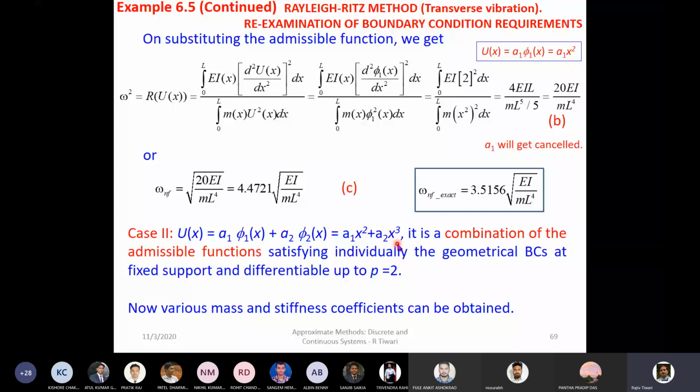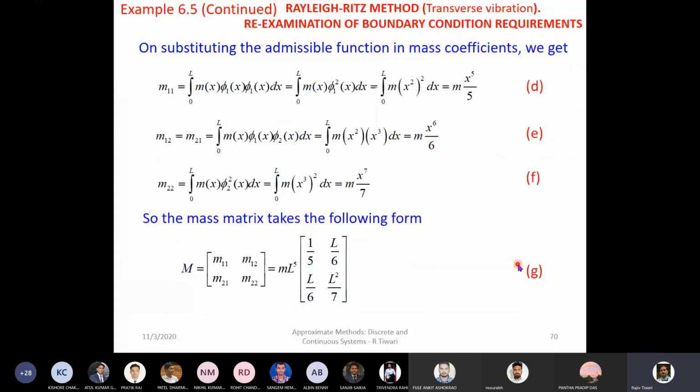They are differentiable at least up to 2p, and they are satisfying all the boundary conditions at the geometrical boundary conditions. So now let us see how we can obtain the mass coefficients. Earlier we obtained the expression for the mass coefficient. So here we have i and j equal to the same, equal to 1.